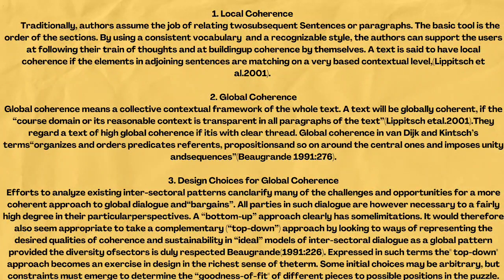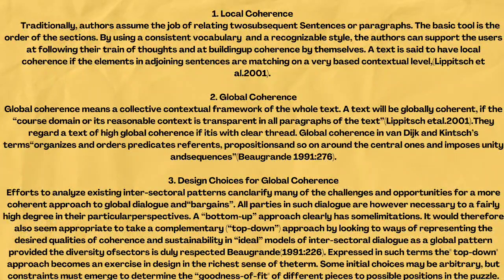First, local coherence. Traditionally, authors assume the job of relating subsequent sentences or paragraphs. The basic tool is the order of the sections. By using a consistent vocabulary and recognizable style, the authors can support the users in following their train of thought and in building up coherence by themselves. A text is said to have local coherence if the elements in adjoining sentences match on a contextual level.